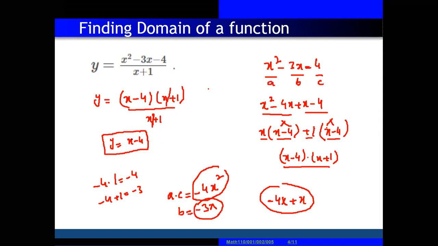So the domain of the function y is equal to x square minus 3x minus 4 divided by x. We reduce it to this form, and these are actually all real numbers. Domain is equal to all real numbers, or you can say from minus infinity to plus infinity. Clear? This was just simplification, how you can simplify, how you can factorize a function.